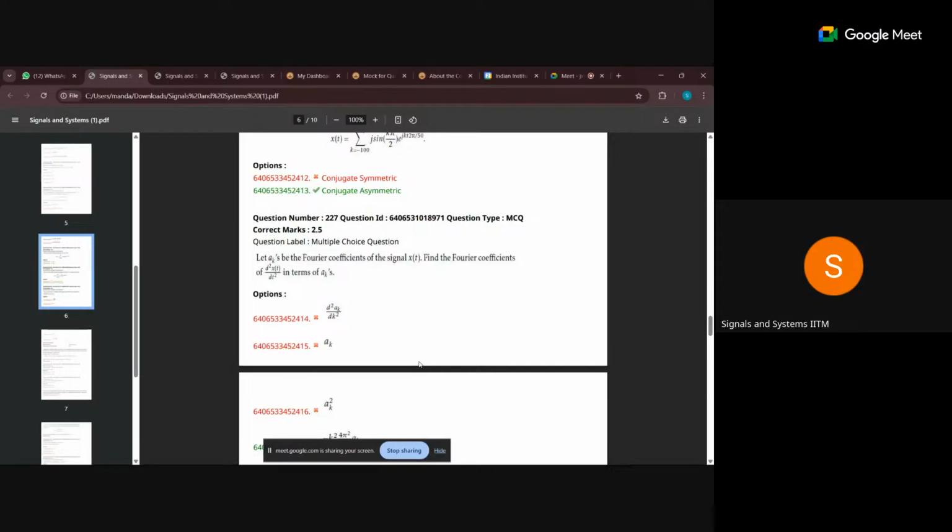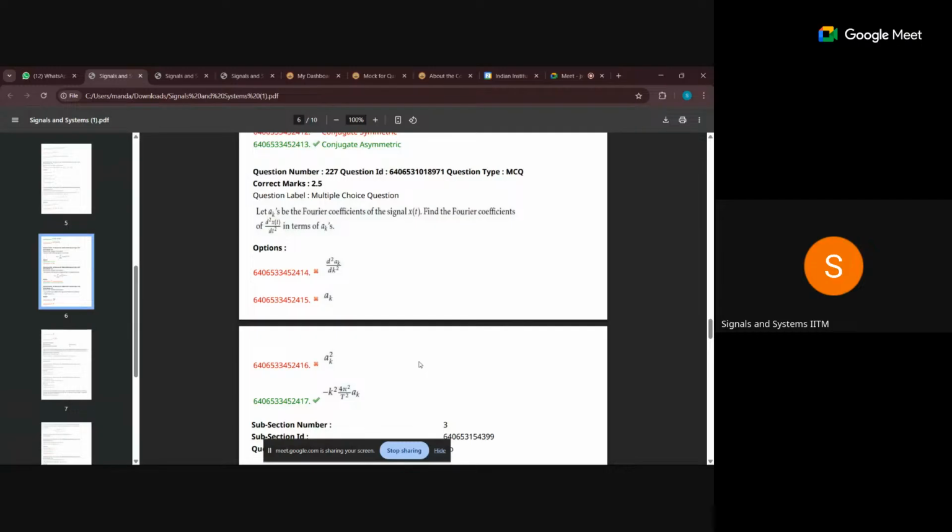For the double derivative, it will be (jk omega) whole square. So j square means it is -1, giving omega square into k square. Then ak will be the result. I think the option is minus k square, minus k square 4 pi square t square. Did you get that?